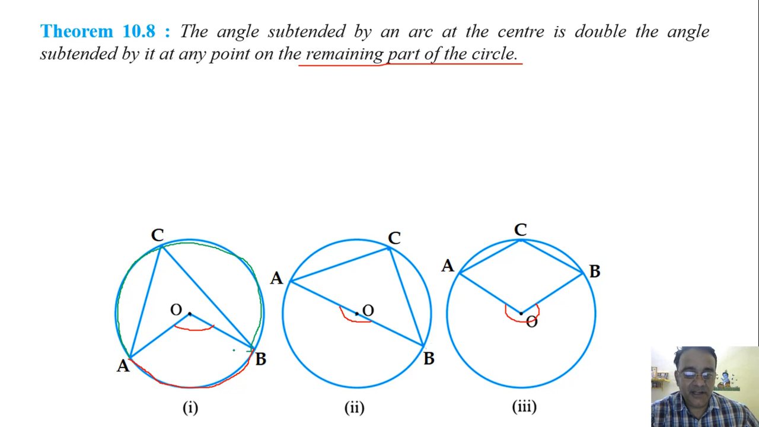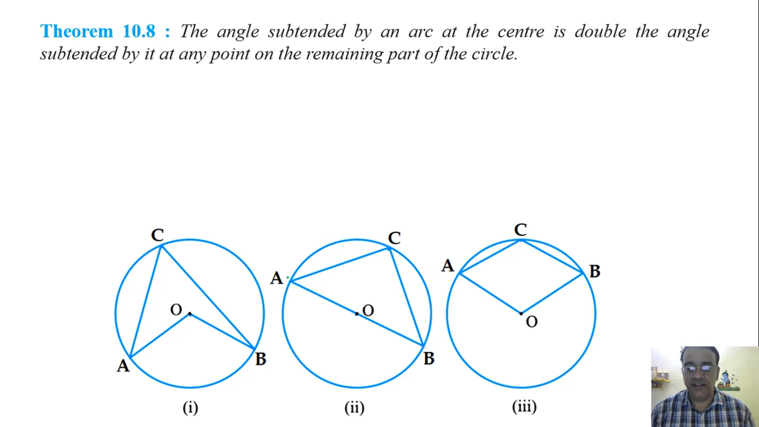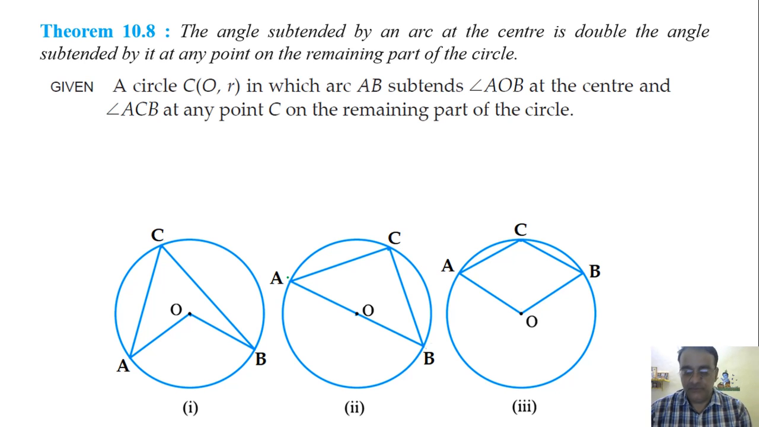Now in the remaining part, wherever it makes an angle, this angle is double of this angle, right? The statement is clear, and we have to take up all three cases. So first, a circle with center O and radius R in which arc AB subtends angle AOB at the center and angle ACB at any point C on the remaining part of the circle.